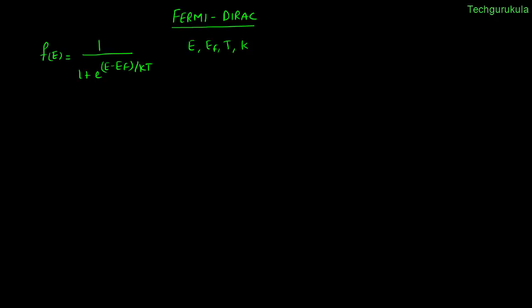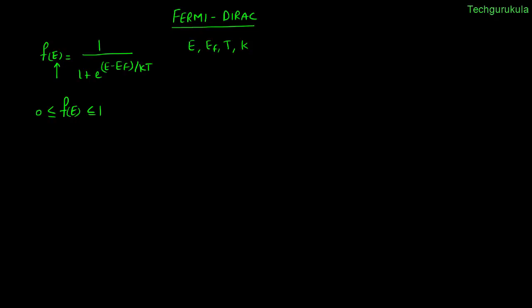So what does this f of E mean? Let's say we have this energy level, and if we substitute E into this f of E function, f of E gives us the probability of an electron filling this energy level. Because it gives a probability, the value of f of E always lies between 0 and 1. Now let us try to plot this function f of E.